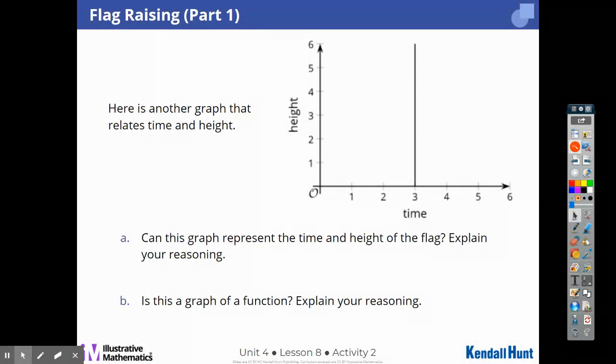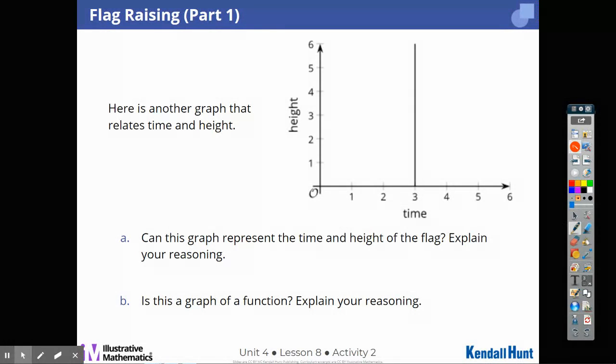So looking at this graph, could this graph be a representation of the flag, and is this a function? So definitely not. This is a vertical line. It looks like a flagpole, but it is impossible for this line to pass the vertical line test because it is a vertical line. So it has infinite solutions with a vertical line because they're the same thing. So it is also impossible for a flag to be at 1, 2, 3, 4, 5, 6 meters all at the same second.